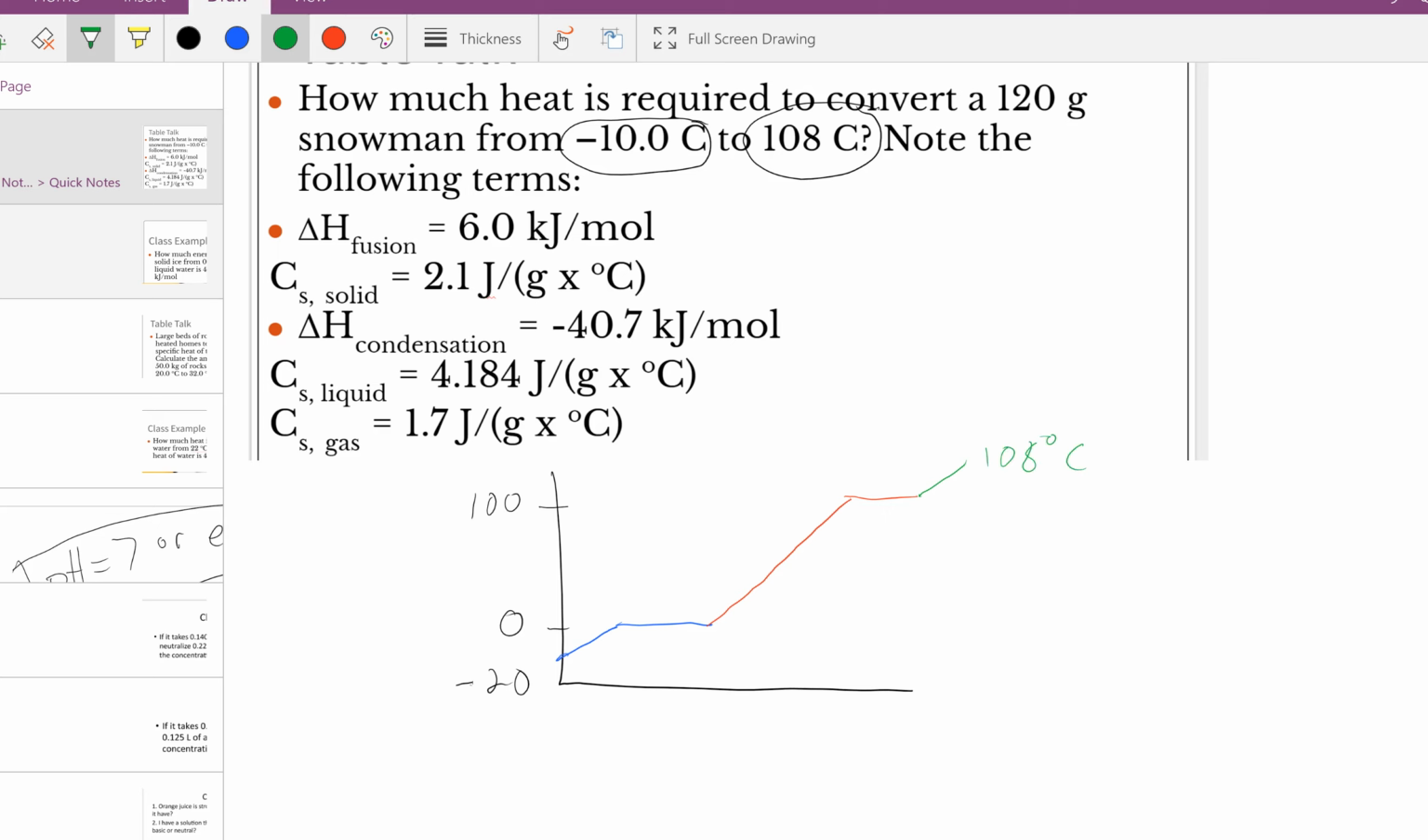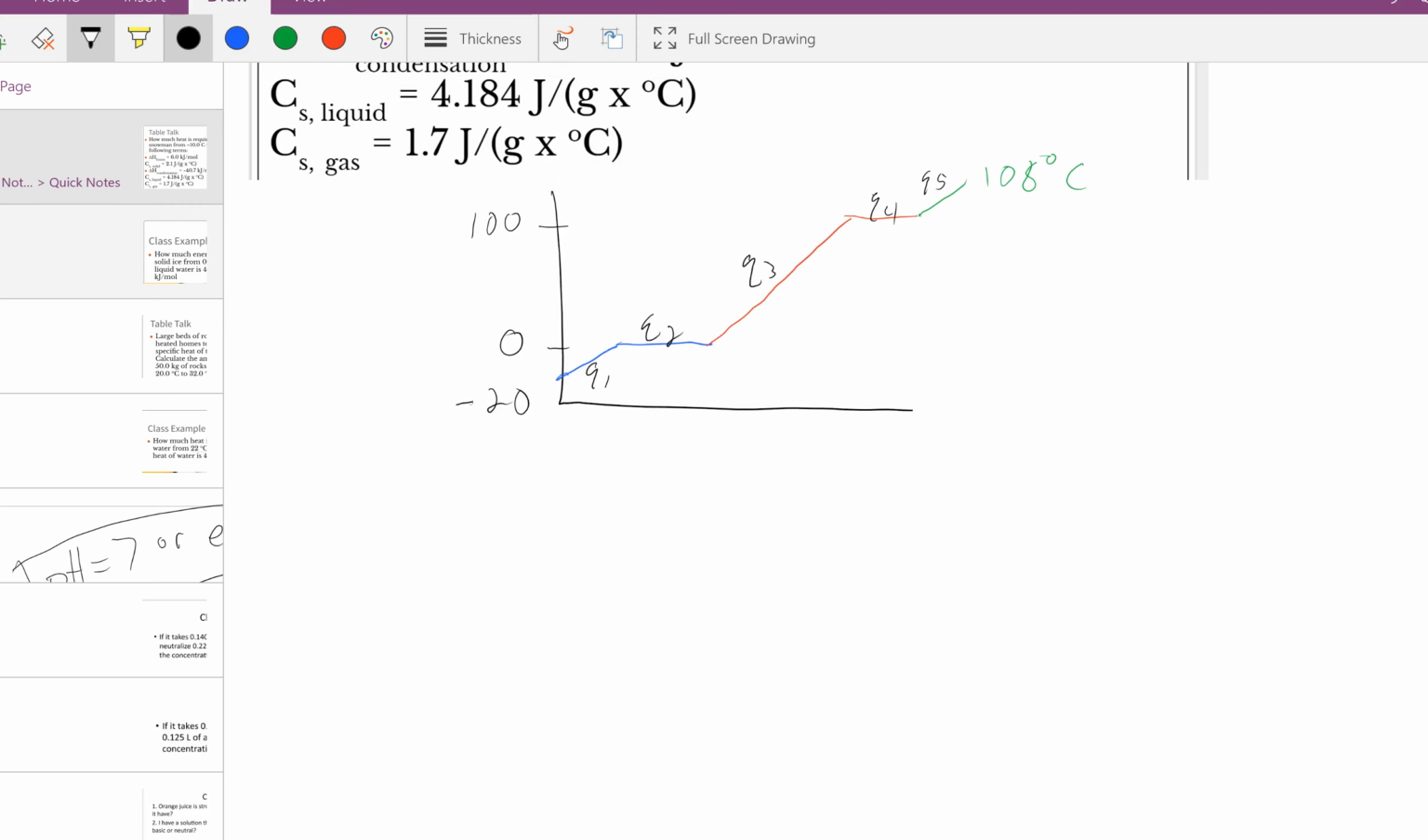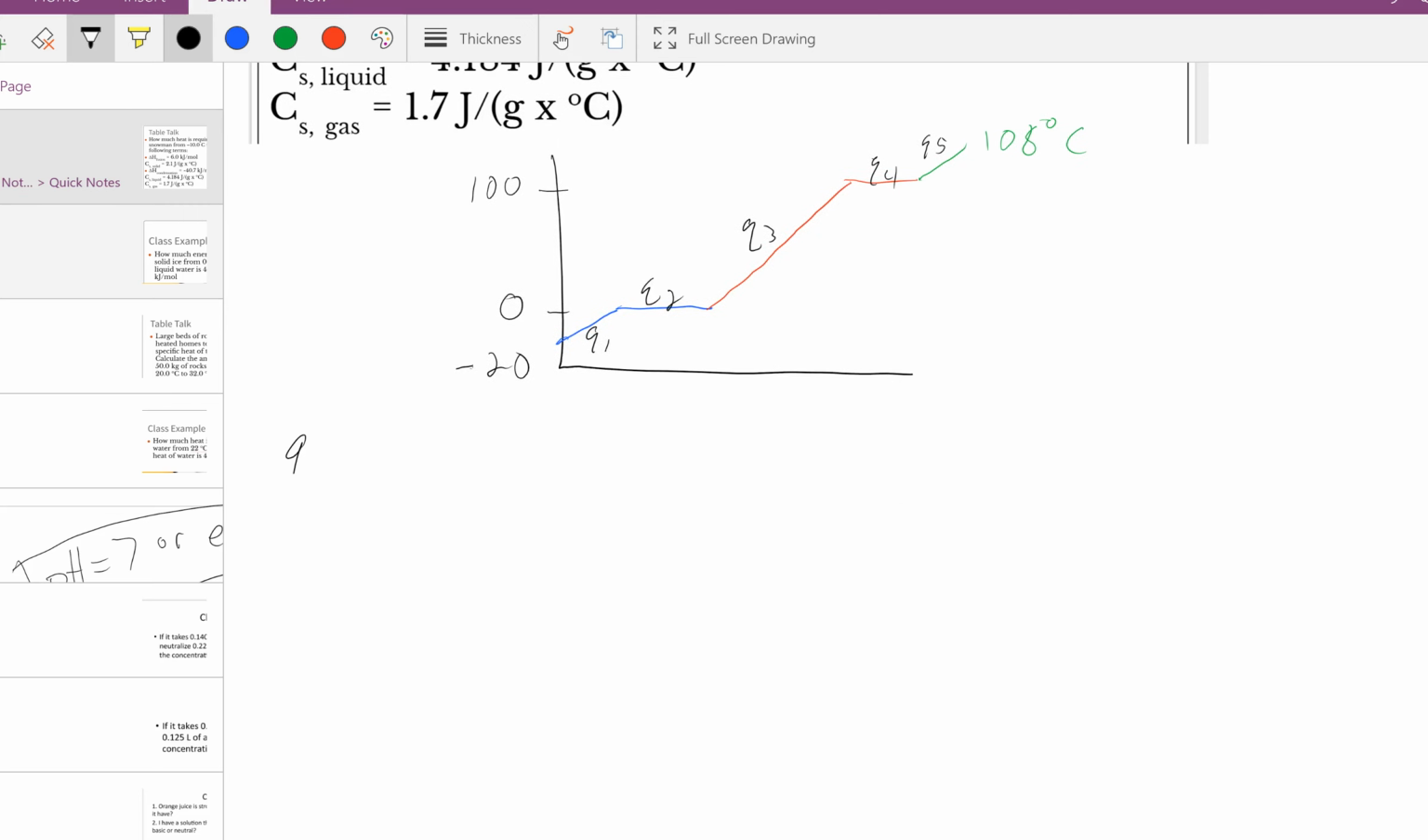Now, in this case, we have quite a few Q values. In fact, we have Q1, Q2, Q3, Q4, and Q5. So this problem is going to be a little more extensive. Now we have to identify where is the phase change and where is the increase in thermal energy. Well, the first thing we can do is look at Q1.